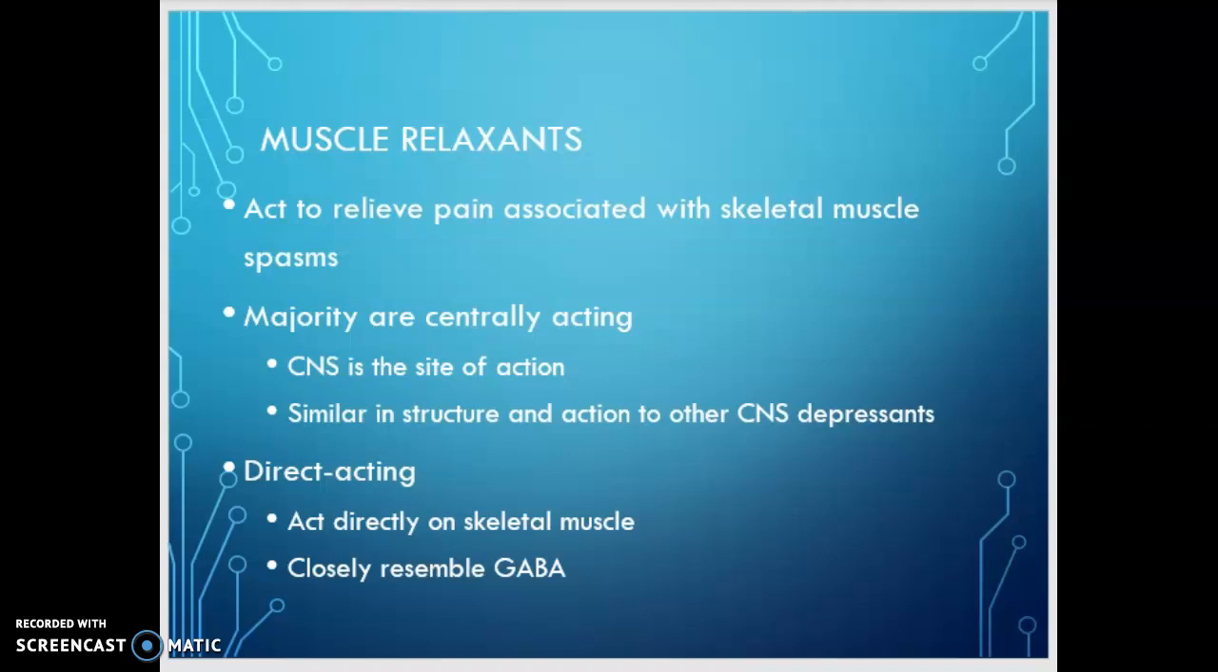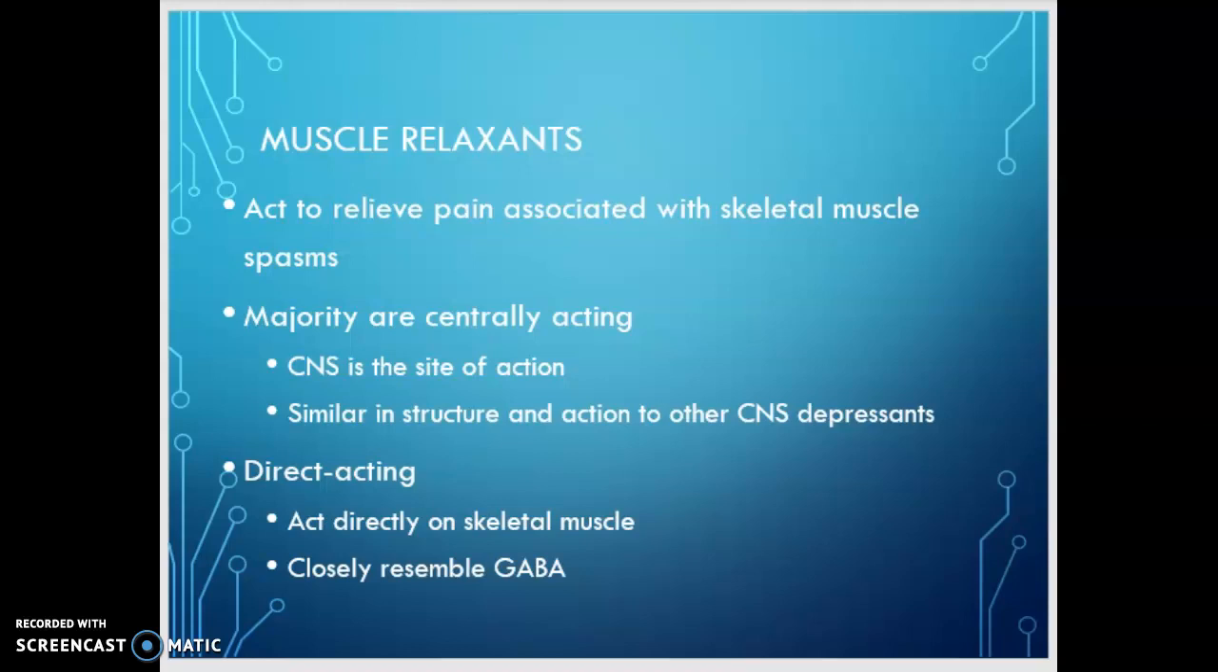So this is our final section for Chapter 12, muscle relaxants. Muscle relaxants act to relieve pain associated with skeletal muscle spasms. The majority of these are centrally acting, with the CNS being the site of the action. Now, they're very similar in structure and action to our other CNS depressants. They act directly on skeletal muscle and closely resemble GABA.